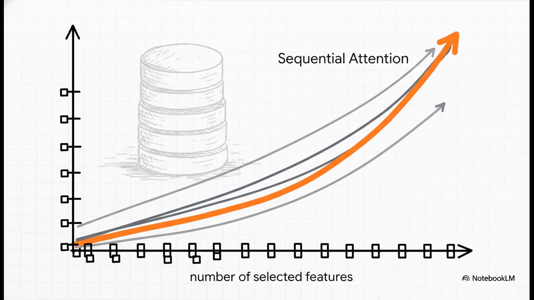This is especially true as you start selecting more and more features. If you look at the plot here, you can see it has a superior AUC and a lower log loss, which really highlights its ability to keep finding valuable features long after an initial set has been picked.